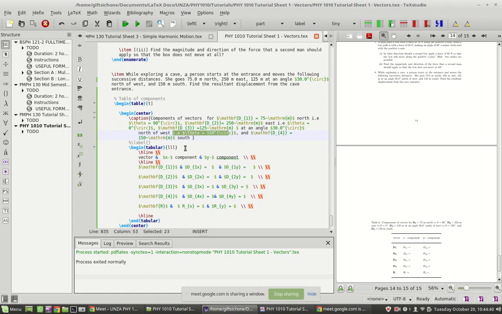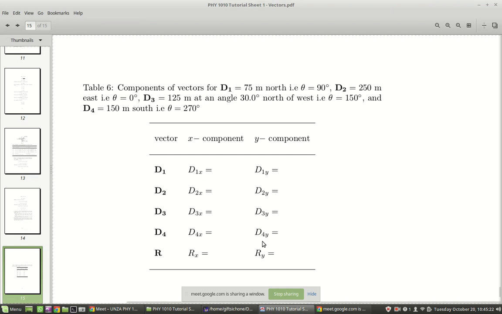Then south, D4, what angle does it make? It should be 180 plus 90, which is 270 degrees. Is this clear? The directions and the angles, is that clear? Yes, sir.